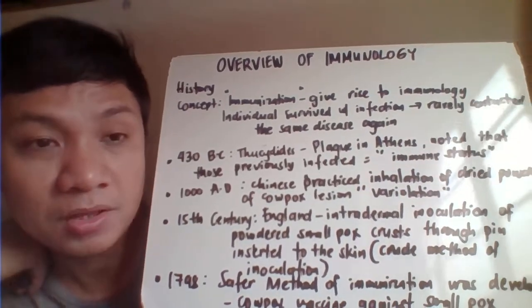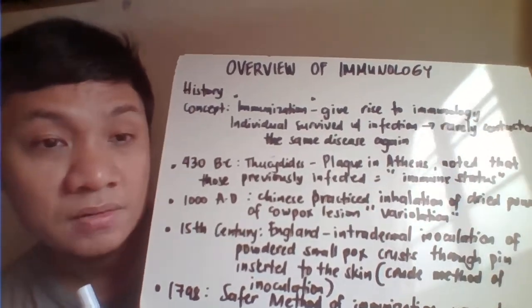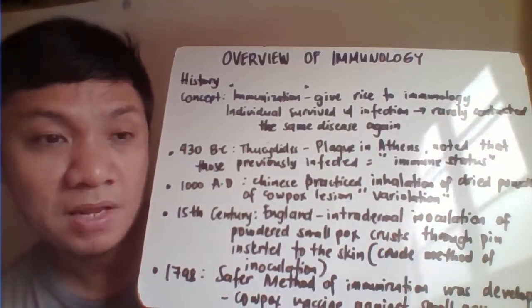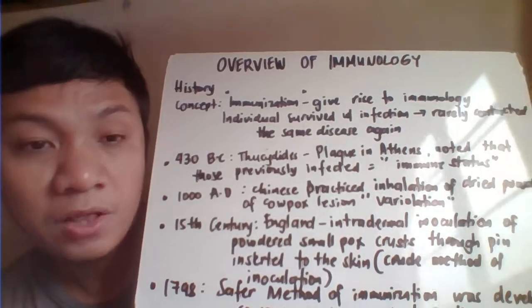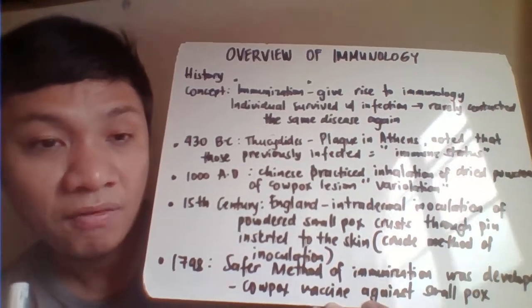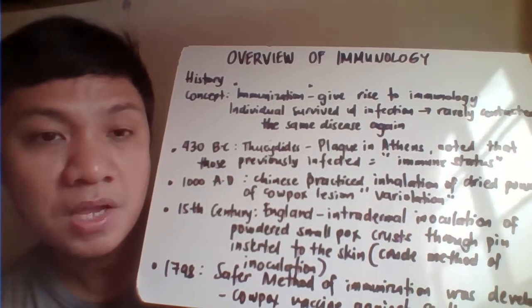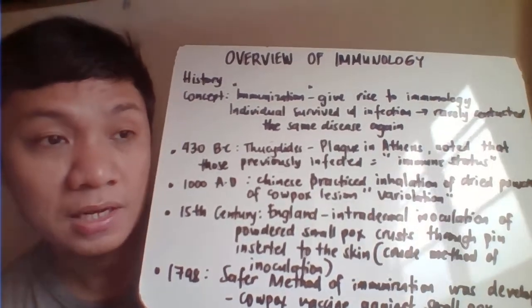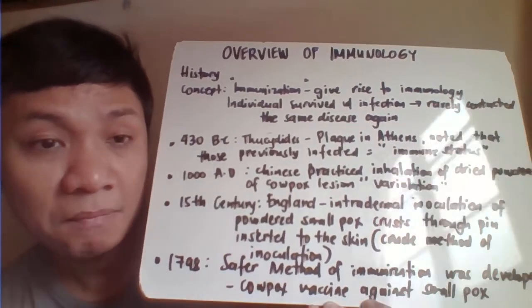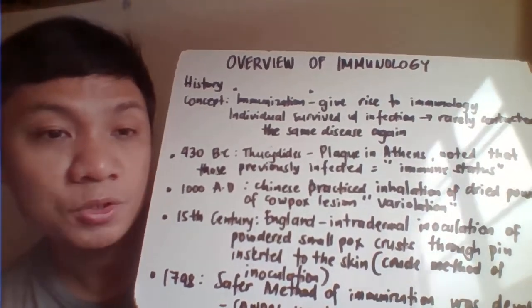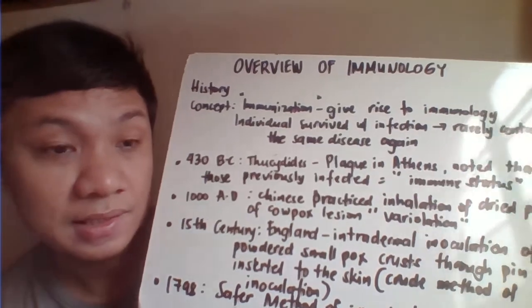Because when we talk about the principle of vaccination, you are giving a pathogen to the body of the individual, just enough for the immune system to be stimulated. That's enough for the immune system to be stimulated and allow the body to develop an antibody. But the amount of the inoculum or the organism should not be enough to cause a disease.